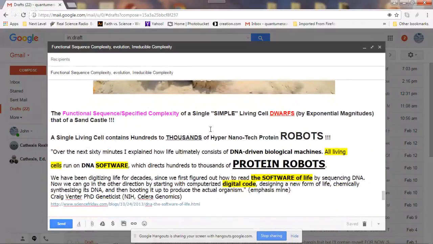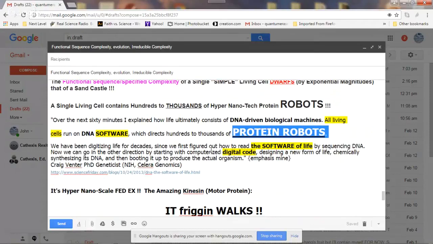A single living cell contains hundreds to thousands of hyper nanotech protein robots. From Craig Venter, the Grand Poobah geneticist: over the next 60 minutes, I explained how life ultimately consists of DNA-driven biological machines. All living cells run on DNA software, which directs what? Hundreds to thousands of protein robots. Where do robots come from? It's a question you have to ask yourself.